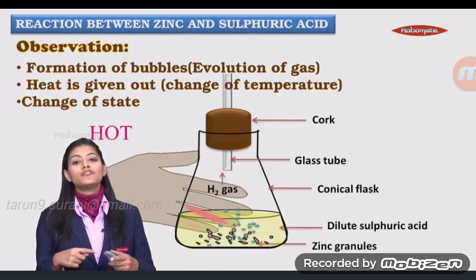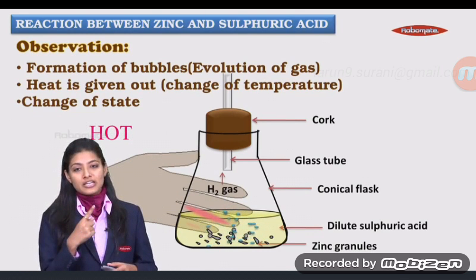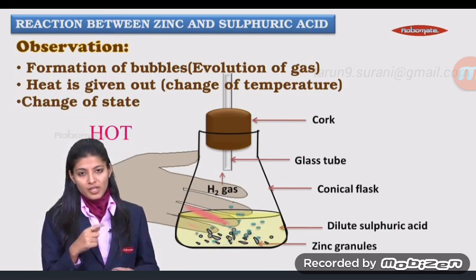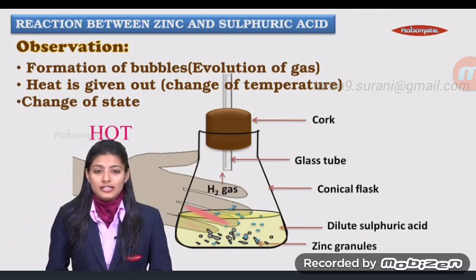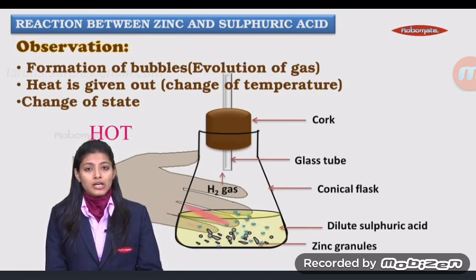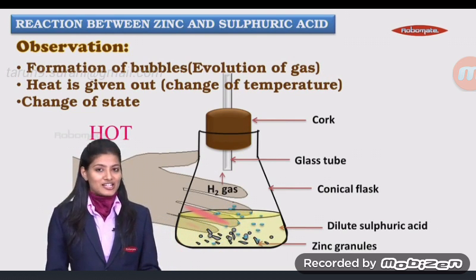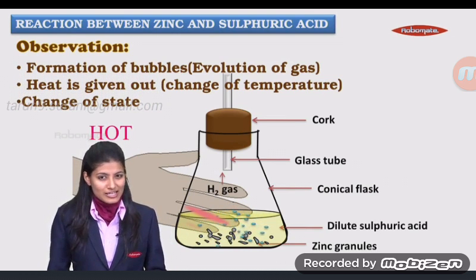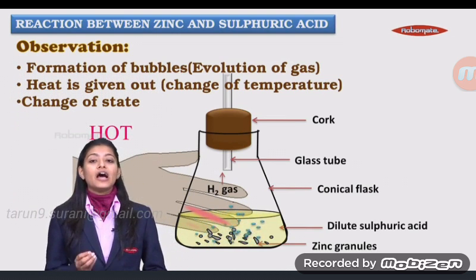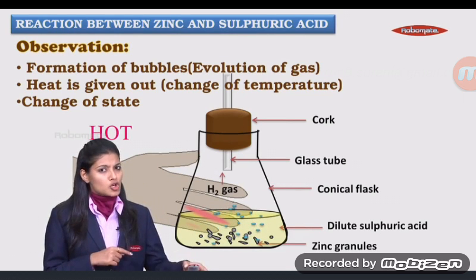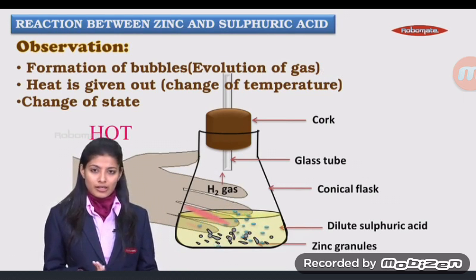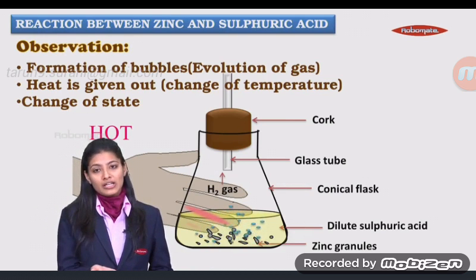That means there was a change of temperature. But besides that, there is a change of state. Now, how does that change of state take place? We added zinc granules, which are in solid state, to dilute sulfuric acid, which is in liquid state, which led to formation of zinc sulfate, a liquid solution. So, from solid zinc to liquid solution, there is a change of state from solid to liquid.